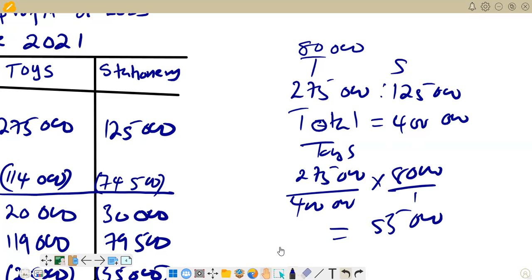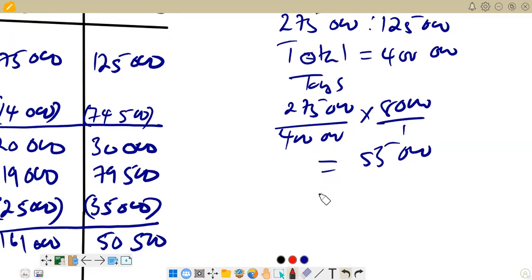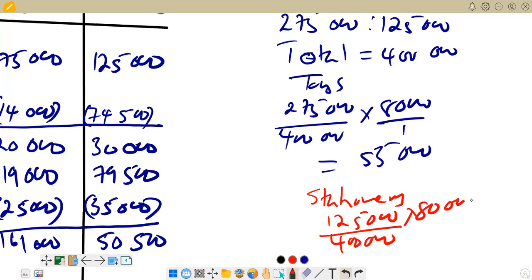Then we also do the same for stationery. So for stationery, we are now saying we have got 125 over 400,000. We multiply by 80,000 over 1. Then the answer that we're going to get there is 25,000. Let's try to calculate it by saying 125 divided by 400, times 80,000. So these are the figures that we are going to put for advertising.